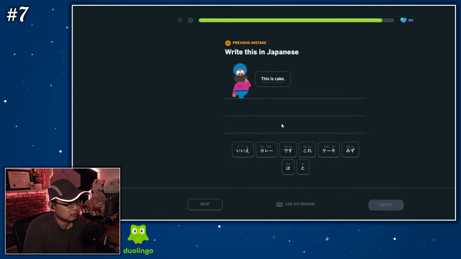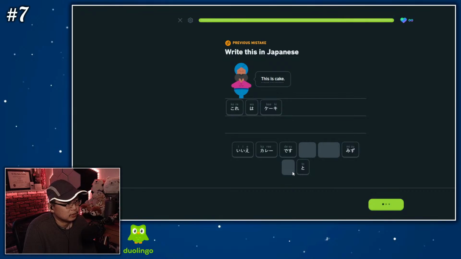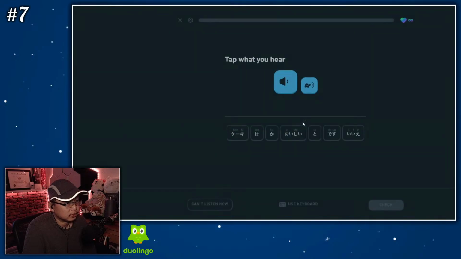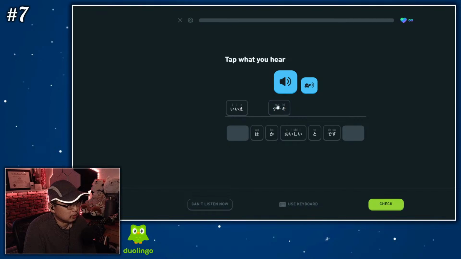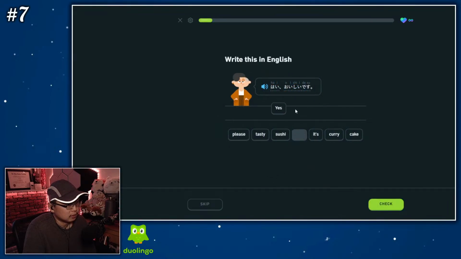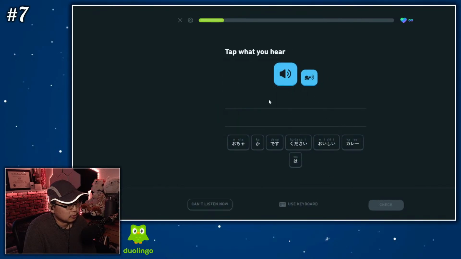This is cake. Dang it, it's the last one. All right, so これはケーキ。Don't mix up these symbols. Are these kana? Oops, I forgot daysu again. It's fine. Okay, let's keep going. いえ、ケーキです。Iie, keiki desu. ケーキです。はい、美味しいです。Hai, oishii desu. It's tasty. 美味しいですか？Oishii desu ka? Is it tasty?